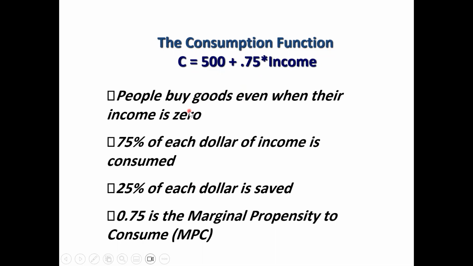Because even if income is zero, people must consume, people buy goods. 75 cents of each dollar of income is consumed, and this is equal to the marginal propensity to consume. This means that 25 cents of each dollar is saved. So this means that 0.75 is the marginal propensity to consume.